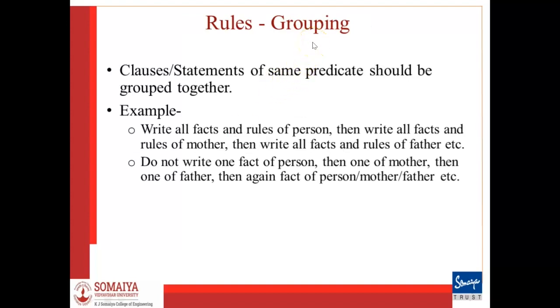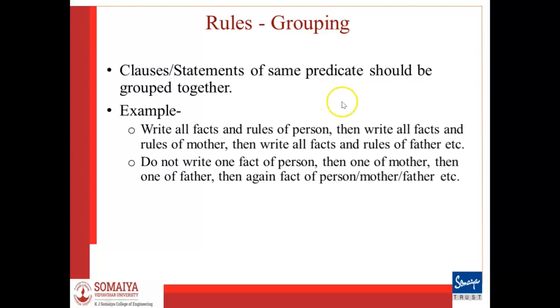We have seen a small program wherein there were two females and a mother relationship was defined. In a family tree or any program, there are going to be many clauses and many rules. So while writing the program, we should write all facts and the rules of a particular predicate together, followed by all facts and rules of another predicate.